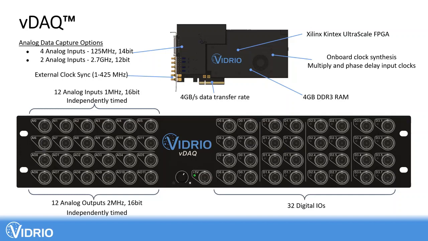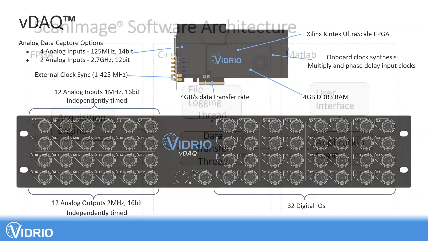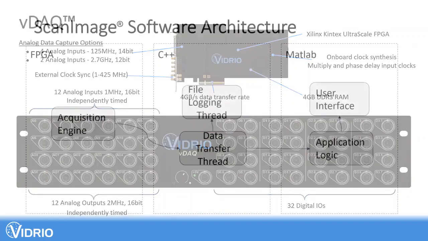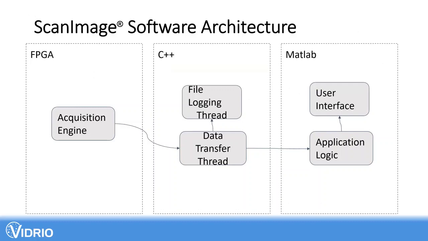And I think one of the things that's really cool is this high-speed data transfer rate. So just to talk about that a little more in the next couple of slides, the ScanImage architecture is laid out like this. There's an acquisition engine on the FPGA. There are 2 threads running in C++, one that writes the data out and one that's a data transfer thread. And then the data gets transferred into a MATLAB thread. So there's really only 3 threads running in the software as a whole.